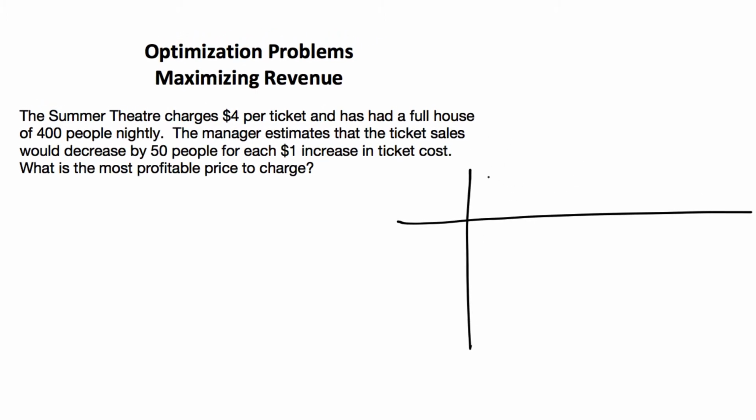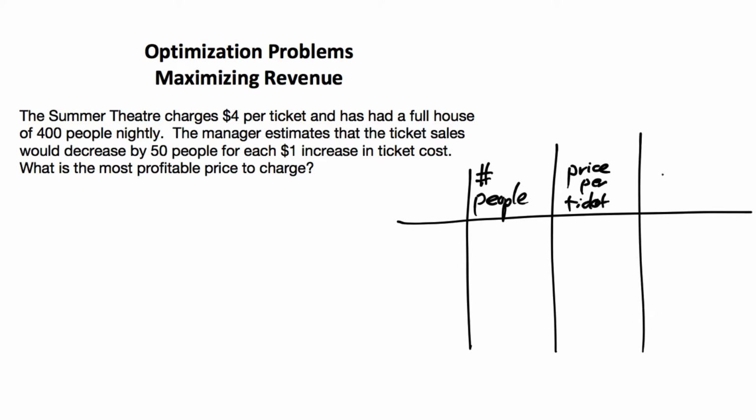We have a bunch of different things going on here. We have the number of people that go to the show. We have the price per ticket that we charge. And those two things determine our profit or our revenue. So if we have 400 people showing up and we're charging $4 per ticket, as is the case when the house is full, if we multiply these two amounts, that's what's going to give us the amount of money we made. $4 per ticket times 400 tickets, $1,600.